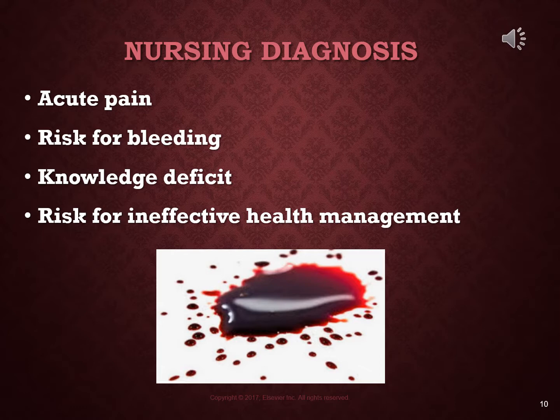So the nursing diagnoses that you want to be thinking about here are acute pain for bleeding episodes into joints, risk for bleeding pretty much all the time, knowledge deficit, they need to learn how to take care of themselves, what things to look out for, how to read what their body's telling them, and risk for ineffective health management, and that just kind of goes along with the knowledge deficit.